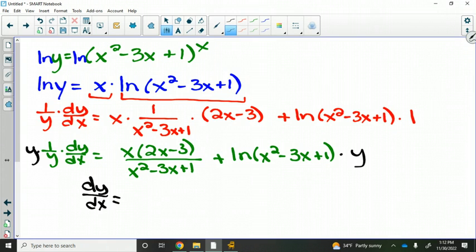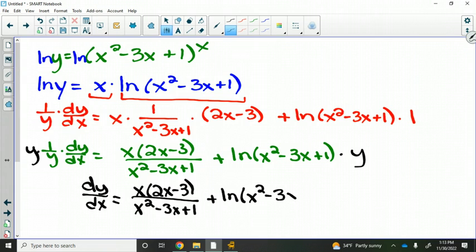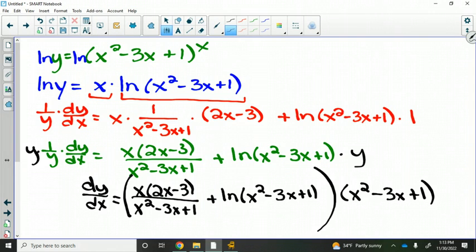And so then dy dx. Once we get more comfortable with this, you're going to be able to skip more steps. You're going to feel more comfortable not writing as much. We'll have x times 2x minus 3 over x squared minus 3x plus 1 plus the natural log of x squared minus 3x plus 1. And then all of that, so put that all in a big parentheses, times y, so times our original equation. And there's our answer. It's pretty intense.